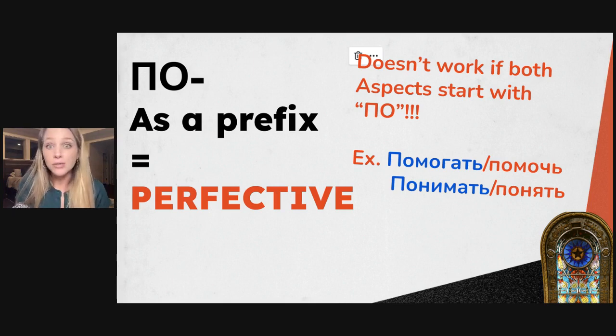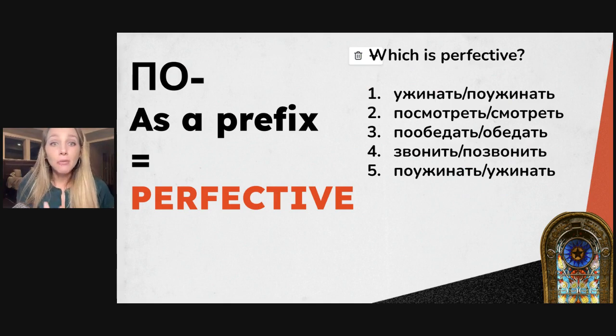Понимать, получать, получить, for example. If both of the words in the partnership start with po, then you have to use a different strategy. But if only one of them starts with po, the one that starts with po is the perfective. So let's try it out. Let's do a little quiz. Find the perfective verbs here.